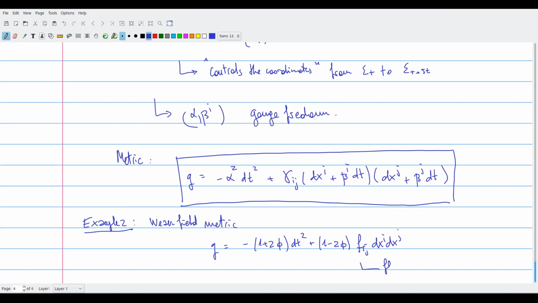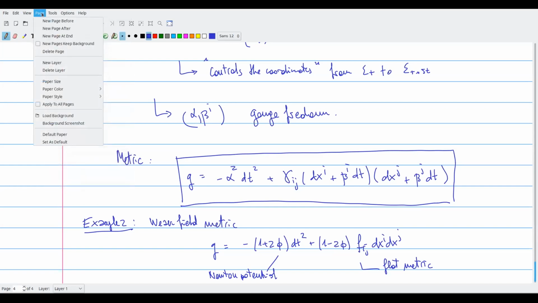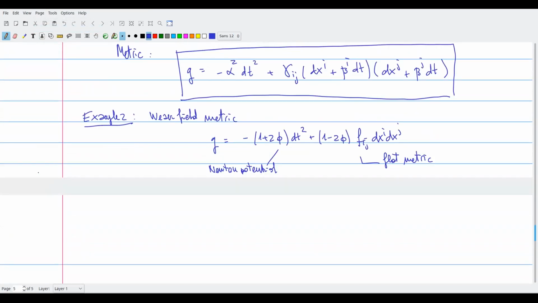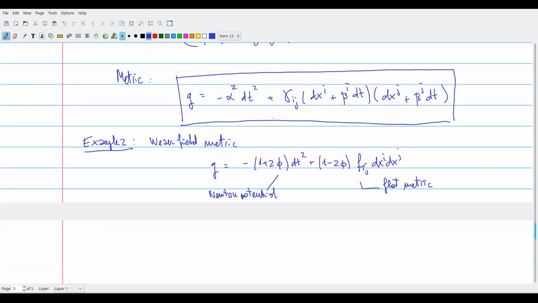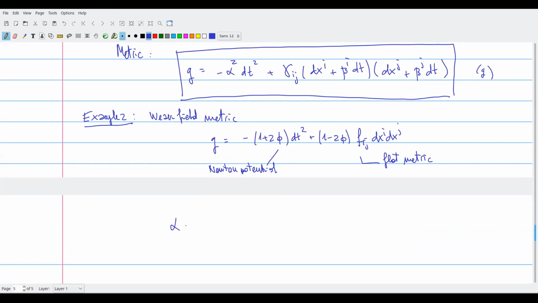Where F is the flat metric, Minkowski, and where phi here is the Newtonian potential. So you can simply read off the quantities above here. Let's call this equation G. In this case of the weak field metric, you see that the lapse is this square root term here, and if you expand it, it's 1 plus the Newtonian potential.